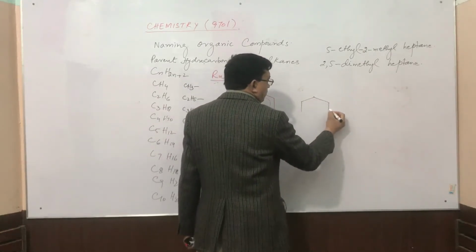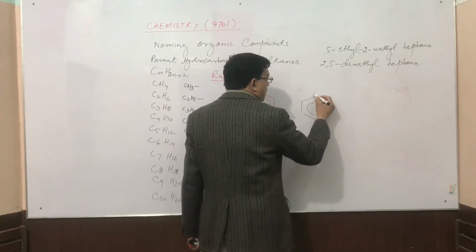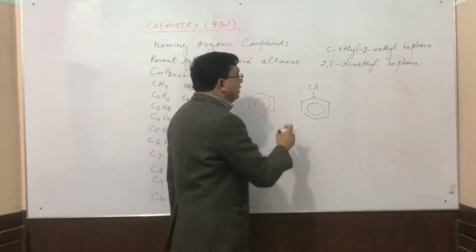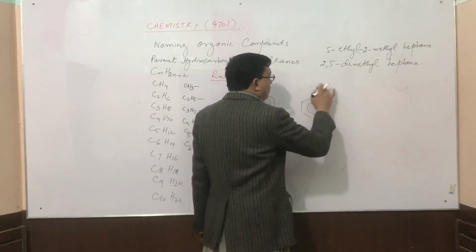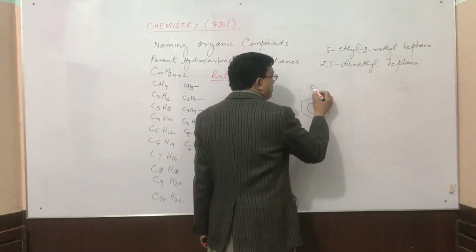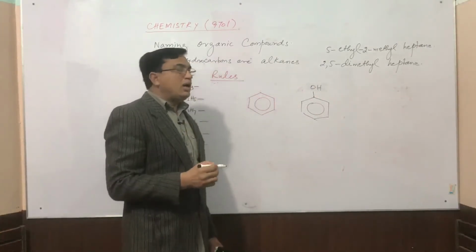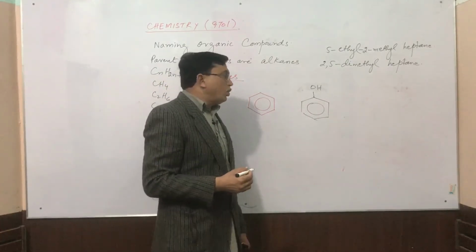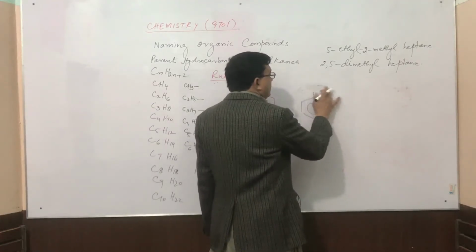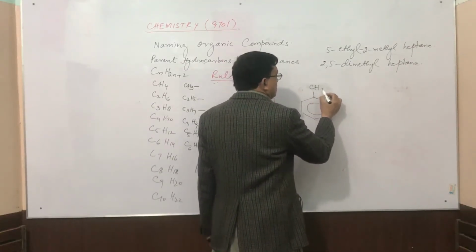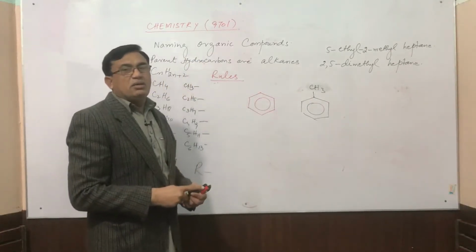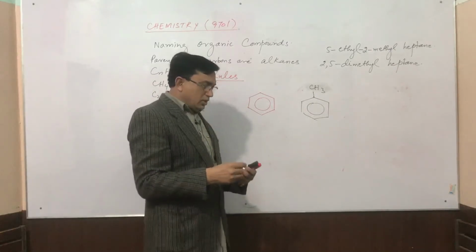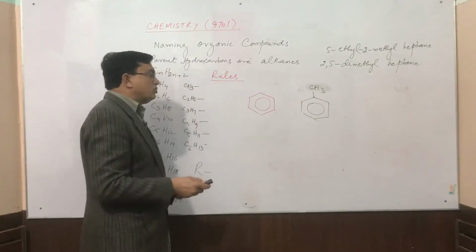For example, if this is benzene attached with Cl, it means chlorobenzene. If this is attached with, for example, OH, then this will be called an aromatic alcohol, but the typical name is phenol. Similarly, if this is attached with CH3, this is called methylbenzene. Now all these are monosubstituted. Now disubstituted can also be mentioned.